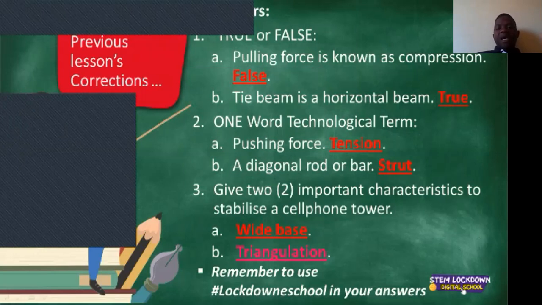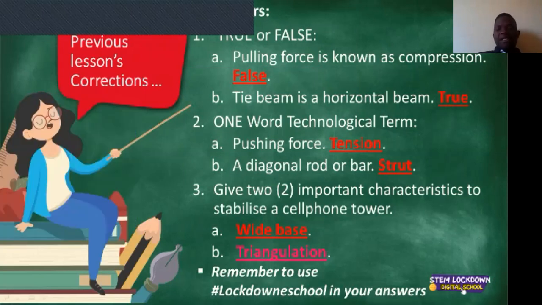Number 1B, we said tie beams are horizontal beams. Is that the case? Again, let us have a response there. Is that true or is that false? Ladies and gentlemen, the answer there is absolutely true.